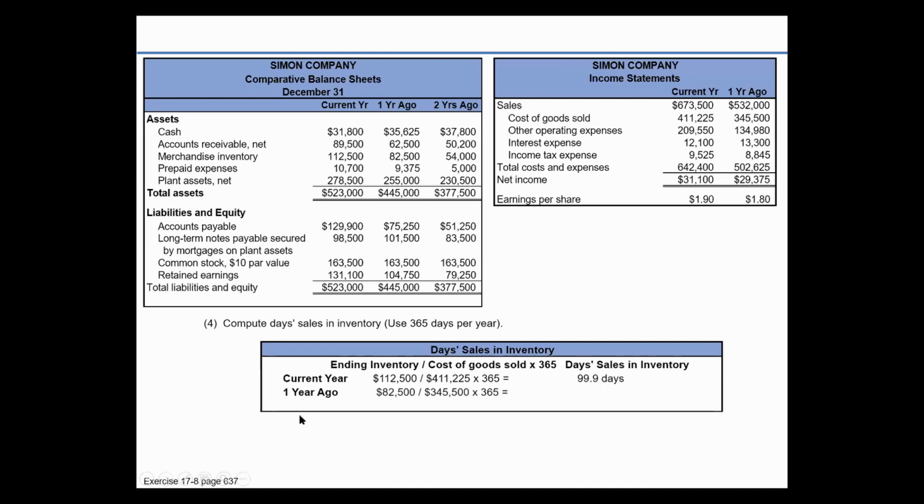And then you could do the same thing for a year ago. So you take the merchandise inventory ending, 82,500 divided by the cost of goods sold of 345,500, we get 87.2 days. So again, we see that the merchandise is staying in our inventory a lot longer, a little over 3 months worth, because 90 days is about 3 months.